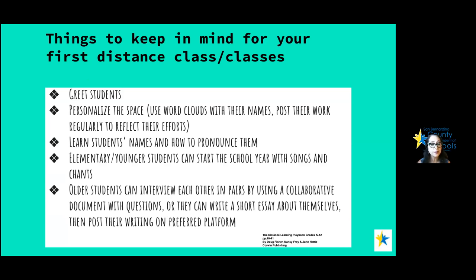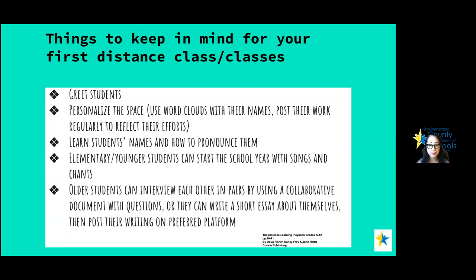So in summary, this is just something you want to keep in mind. Make sure that you greet your students as they come into the virtual classroom. Make sure that you personalize their space. Maybe you want to use word clouds with their names so that they start owning that time with you. Post their work to reflect their efforts. And also make sure that you pronounce their name correctly. So practice ahead of time so that when that time comes, you know how to say their names.